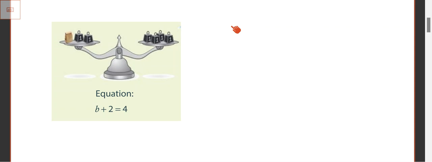Now, we've done work with algebra, we've done work on the language of algebra. What does this tell us? It tells us what B is. Well, it doesn't tell us what B is. We can work it out. What does that say? B plus 2 equals 4. Think back to what we've been doing. A number plus 2. So when we talked about it just as a mathematical expression, we would say a number plus 2. What could B be?